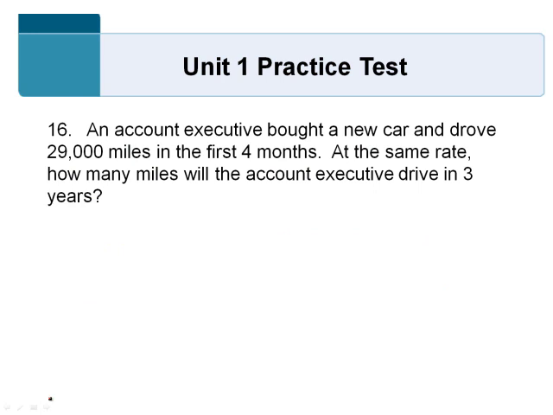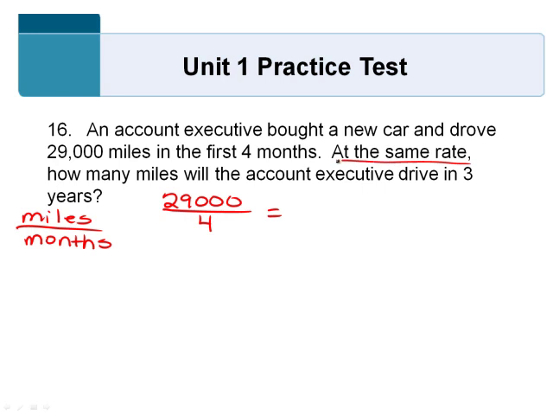Number 16. We have a couple word problems coming up now. It says an account executive bought a new car and drove 29,000 miles in the first 4 months. At the same rate, how many miles will the account executive drive in 3 years? So what we have in the first sentence is miles to months. That's what I want to set up. Okay? So he drove 29,000 miles in 4 months. Okay? And you're going to set up a proportion, because anytime you see at the same rate or at this rate, that tells you set up a proportion.